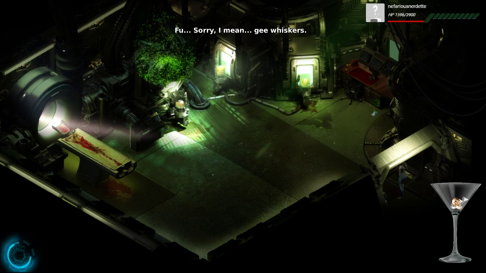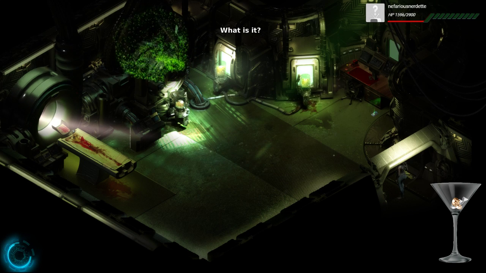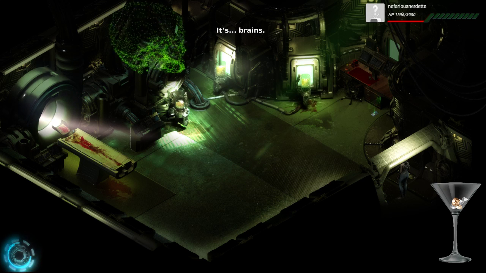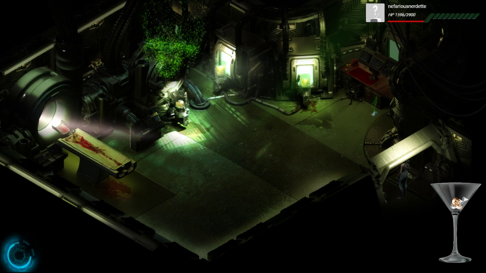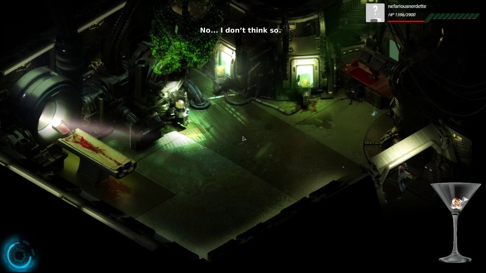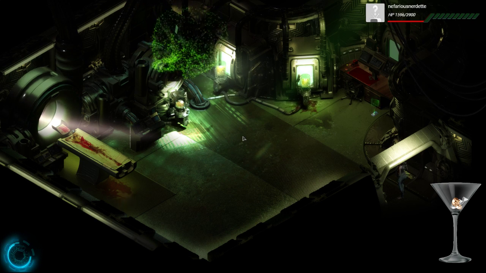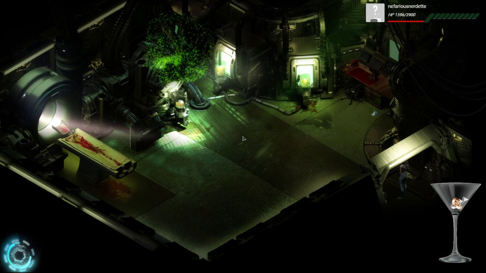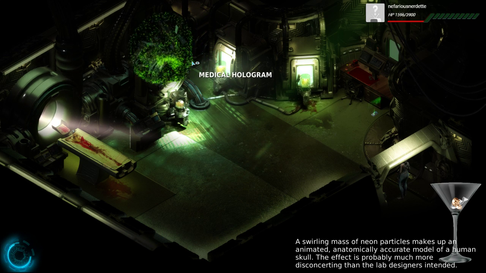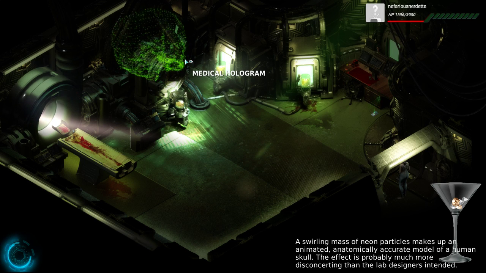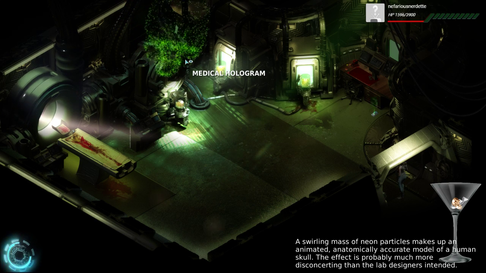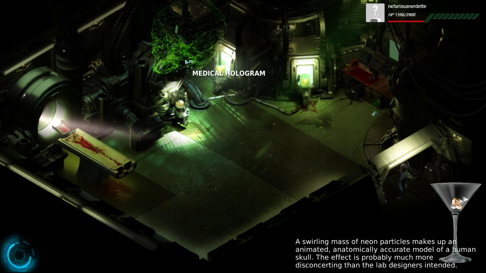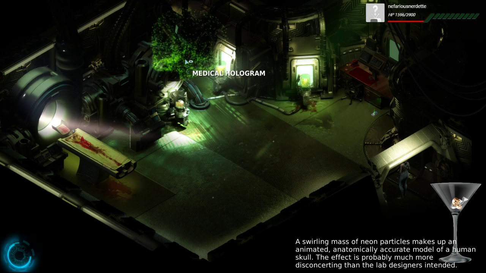Gee whiskers. What is it? It's brains. Brains? Animal? No, I don't think so. That's a lot of brains. That's a big 3D brain. Swirling mass of neon particles makes up an animated, anatomically accurate model of a human skull! Oh, it is a skull, I guess. Kinda. Yeah, it's skull-like. The effect is probably much more disconcerting than the lab designers intended. Maybe.